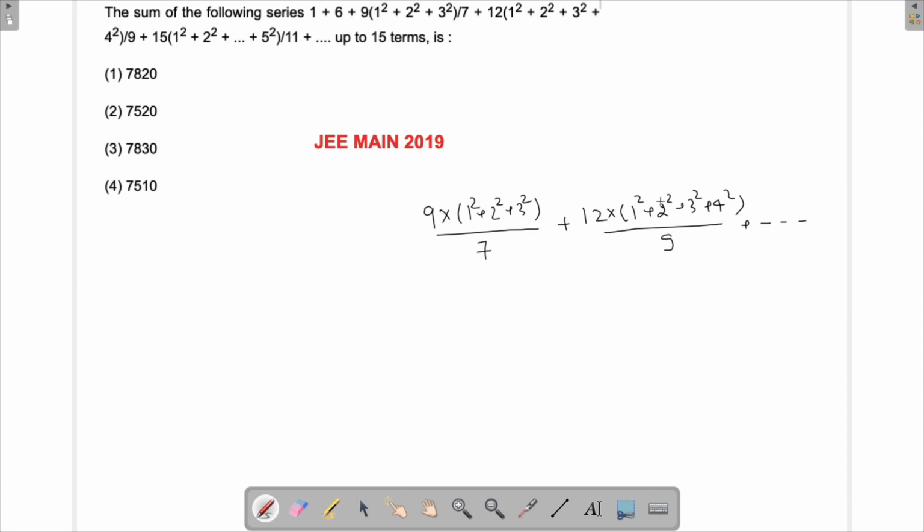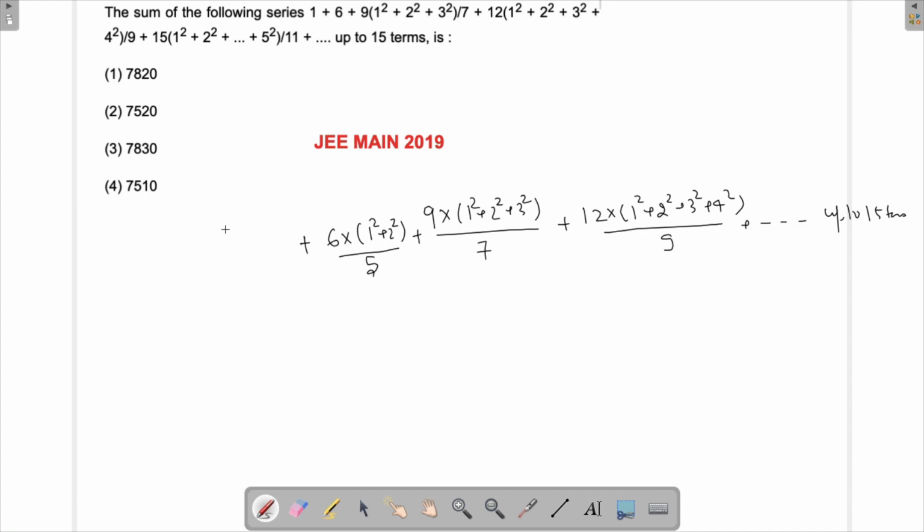There are more terms and we have to go up to 15 terms. But what about the first two terms? They are not looking the same, right? So we try to write them in the same pattern. 6 is given over here, while this is not given. As there are three terms in the third, there must be two terms here, 1 square plus 2 square. And as over here there's 7, 9 and so on, there should be 5 over here. So this is my second term.